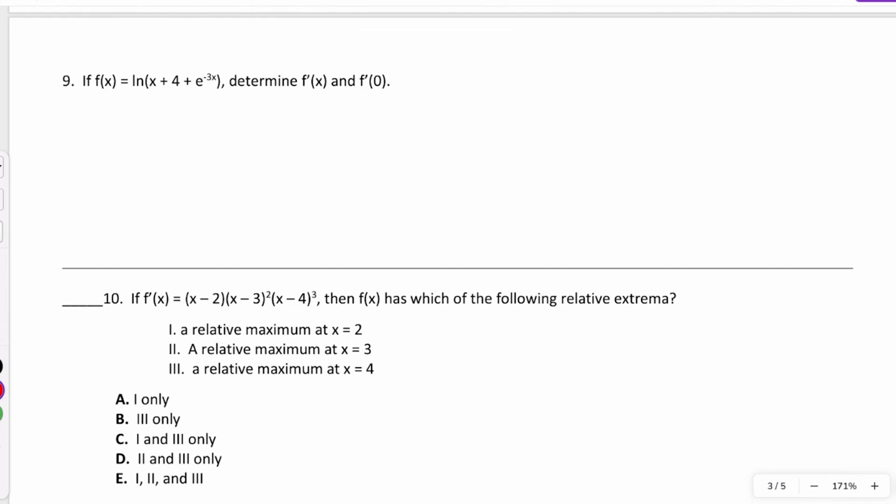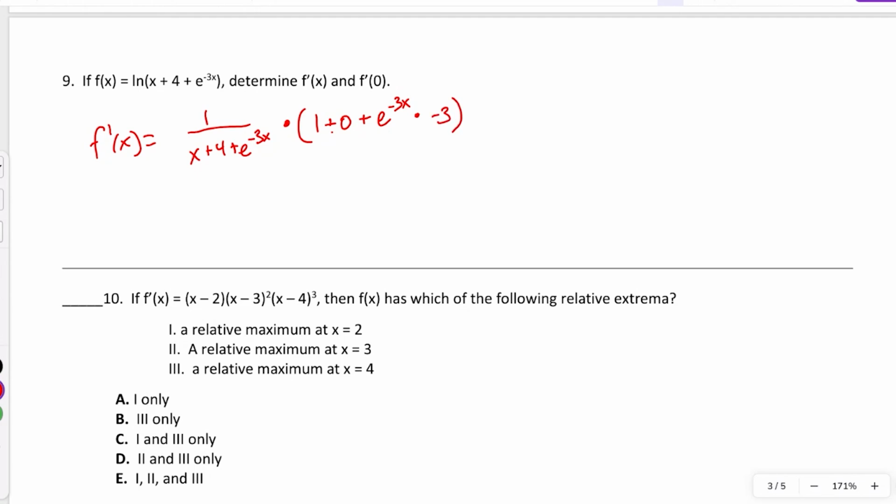No, we're good. Okay, number 9 says if f of x is the natural log of x plus 4 plus e to the -3x, determine f prime, and then go ahead and find f prime of 0. So first let's find f prime. So f prime is going to be, we're going to have to use chain rule here, 1 over x plus 4 plus e to the -3x times the derivative of that expression. So the derivative of x is 1, the derivative of 4 is 0, the derivative of e to the -3x would be e to the -3x times the derivative of -3x because of the chain rule, which is -3.